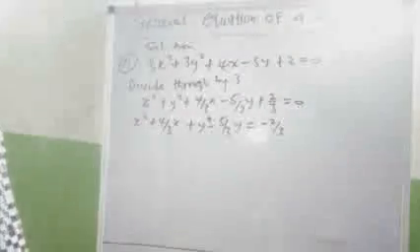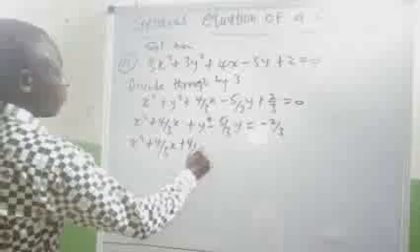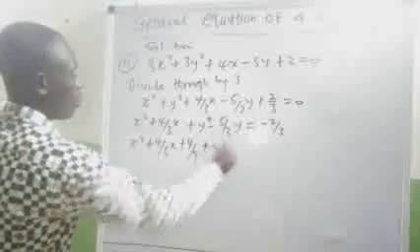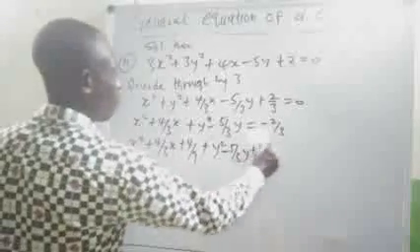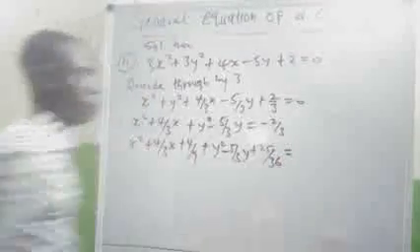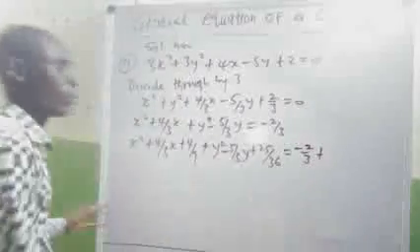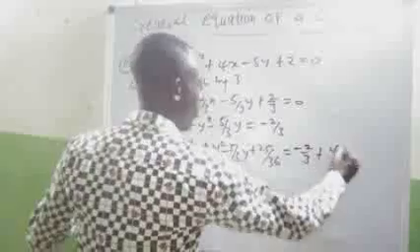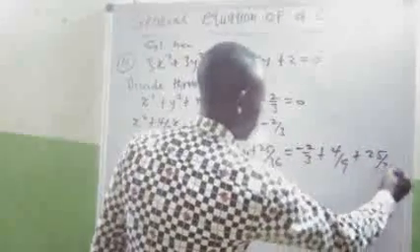You are going to obtain x squared plus 4 over 3x plus 4 over 9 plus y squared minus 5 over 3y plus 25 over 36. You can use the formula to check. That will be equals to minus 2 over 3 plus 4 over 9 plus 25 over 36.